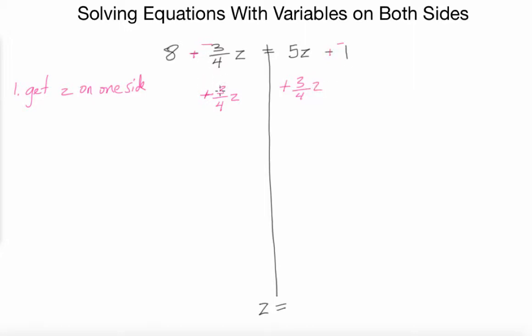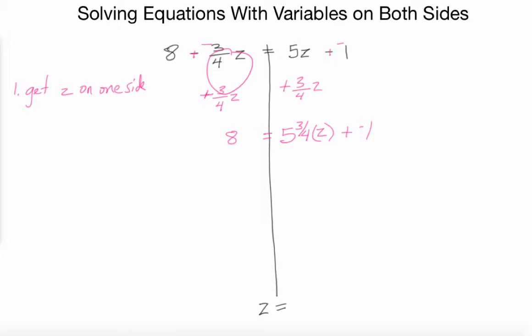All right, negative, positive, those go to 0. I'm left with 8 equals 5 plus 3/4, which is just 5 3/4 z. We'll put parentheses around the z so I know it's a variable there. Plus negative 1.